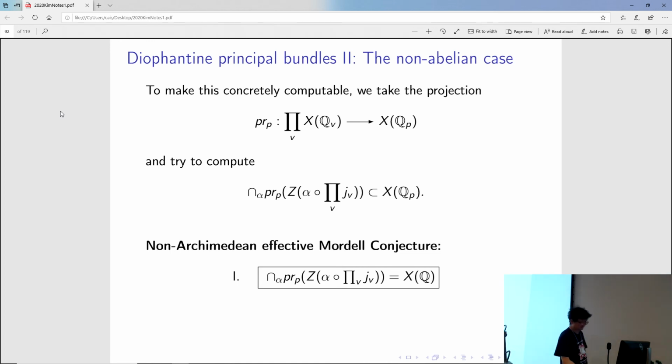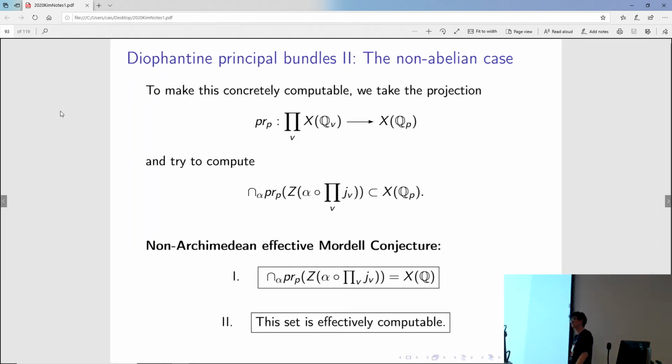And then secondly, this set should be effectively computable. There are many ways to explain why you might expect such a thing, and some of the other lecturers understand this better than I do. But in the first lecture, I'll give you my viewpoint on why you might expect this. But anyway, that's the non-Archimedean effective model conjecture, not height bounds, but simply that this method gives you a terminating algorithm for finding points.